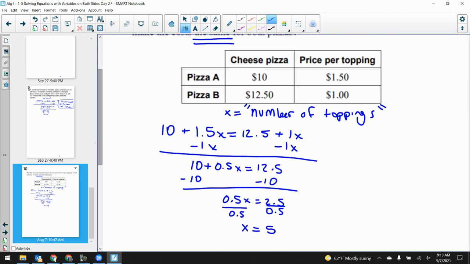So answer the question. I know I get x is equal to 5, but what's the answer to my question? The pizzas cost the same at 5 toppings.